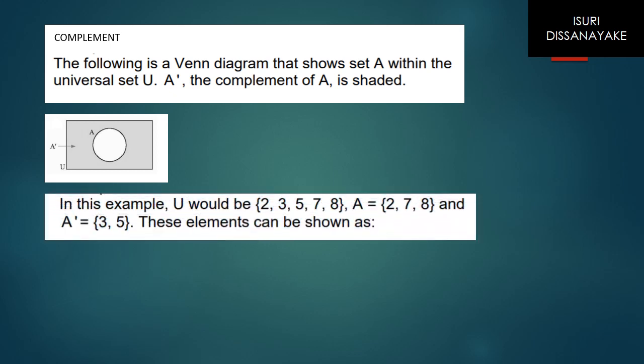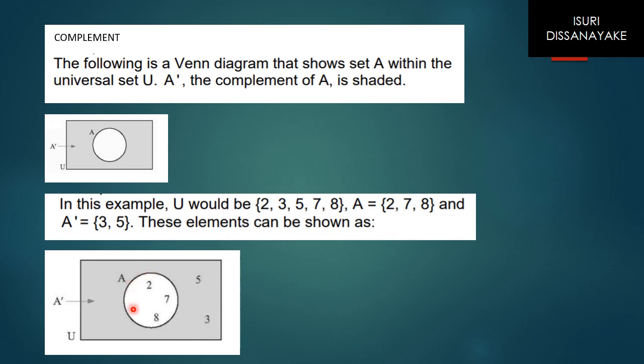Look at this example. The universal set is 2, 3, 5, 7 and 8. So what are the elements of A? That is 2, 7 and 8. So what should be the elements of A dash? That means excluding A. Look at the universal set and cut off the elements of A. 2, 7 and 8 are gone. So we have 3 and 5, which is not in A. You can call this 3 and 5 as A complement. And this is how you show it.